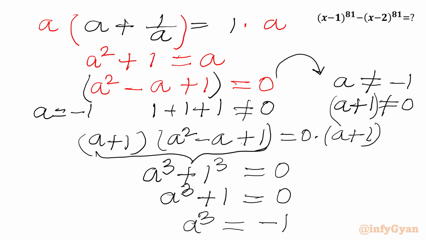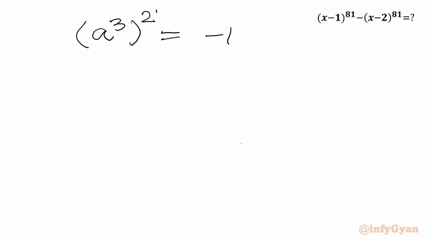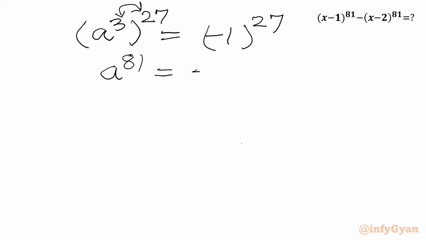a cube is negative 1. We will raise power 27 both sides. So if I write a cube equal to negative 1, by raising power 27 both sides, we will find a power 81 using the power rule. These two numbers will get multiplied. Right hand side will be equal to minus 1. Minus 1 to the power 27 is negative 1.